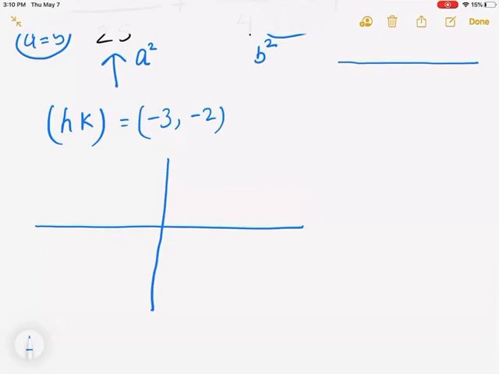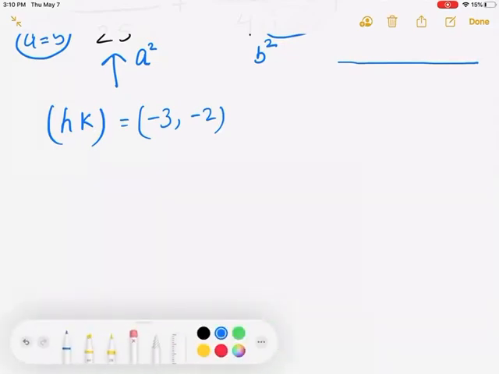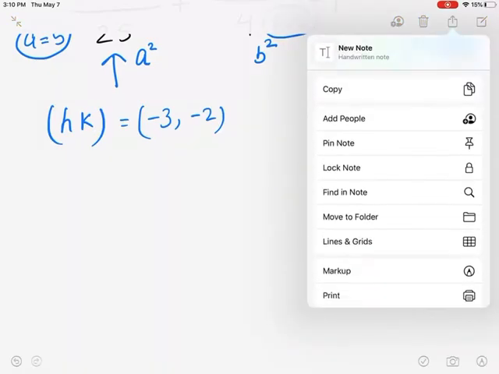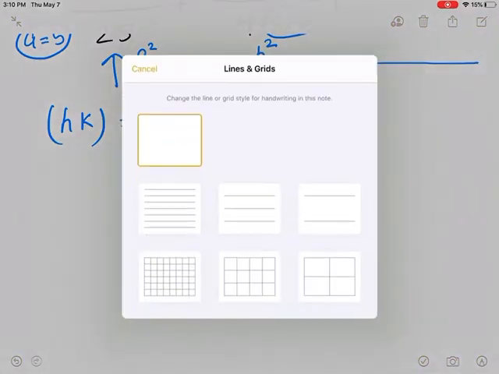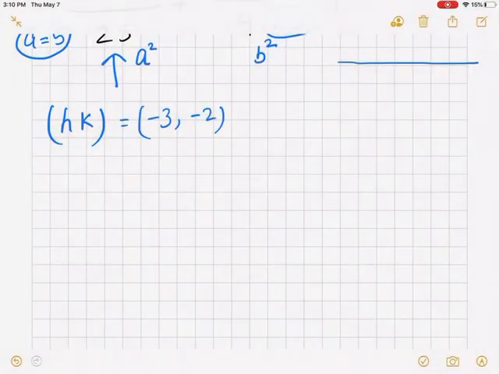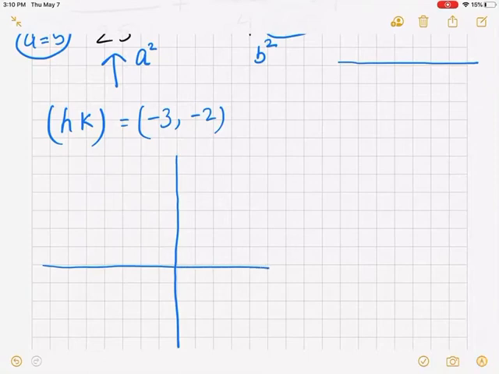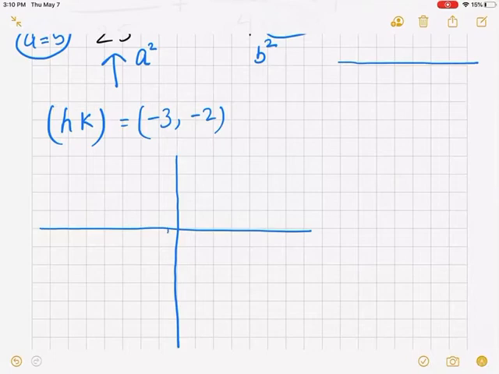Let's plot that. h and k, so it's -3. Let me have a grid here, it would be easier. Let's erase this and have a grid. Here you go. That's better. That's my graph. So my center point is at -3 and -2. Let's go by 2s. -3 and -2. This is the center point.